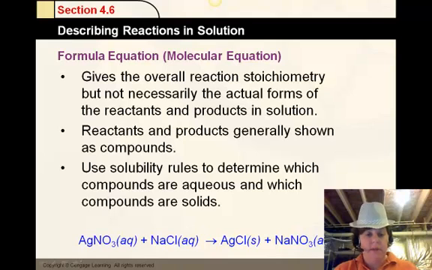We're going to use the solubility rules to figure out which ones are solids and which ones are aqueous. So silver nitrate, of course, is aqueous. It has nitrate. Sodium chloride is soluble because sodium is in group 1, and that's aqueous. Of the two products, silver chloride is actually the solid, and sodium nitrate is the other aqueous product, because again, nitrates are still soluble.